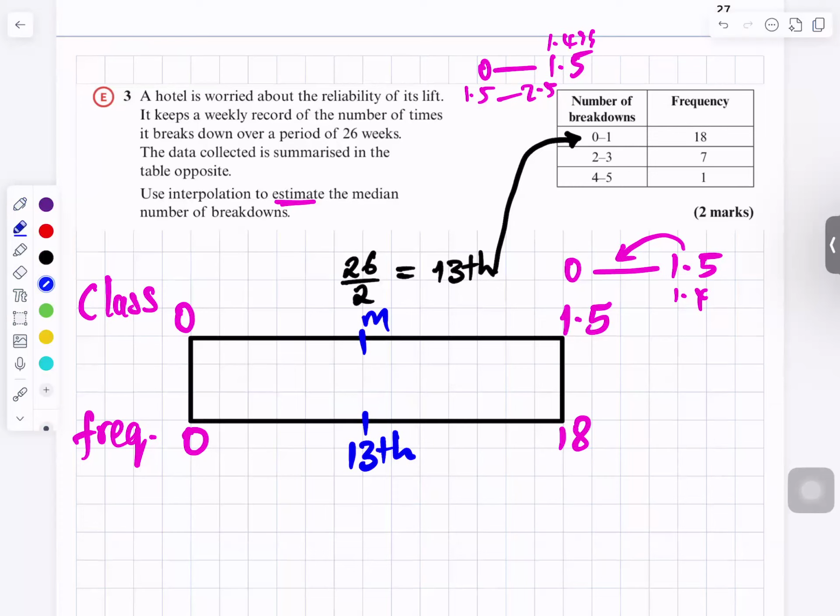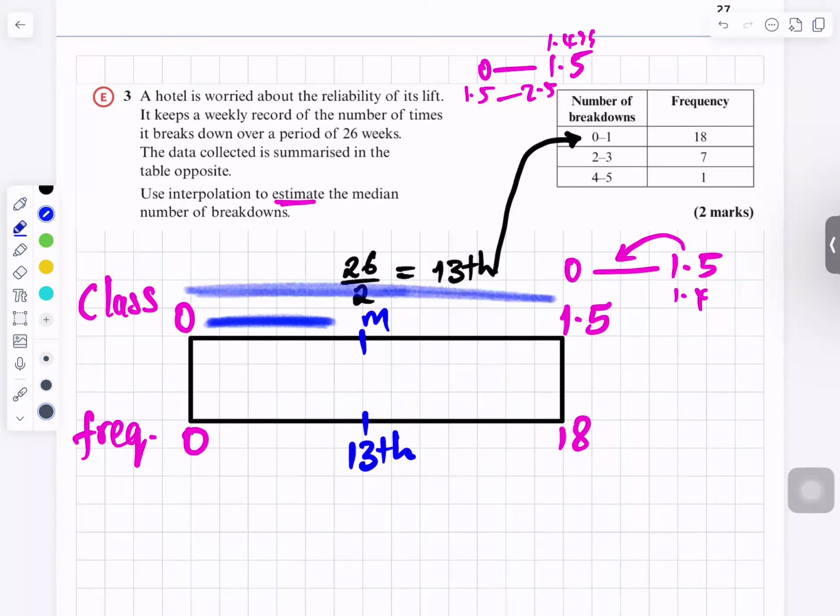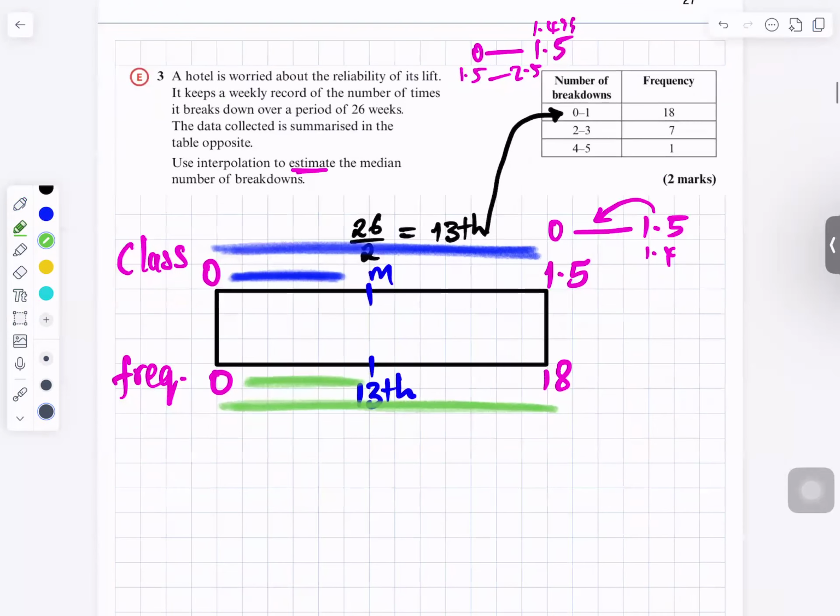So the way to look at it is this blue line, M minus 0, the short line divided by the long line, should be equal to the short green line divided by the long green line. This is the way to remember interpolation.